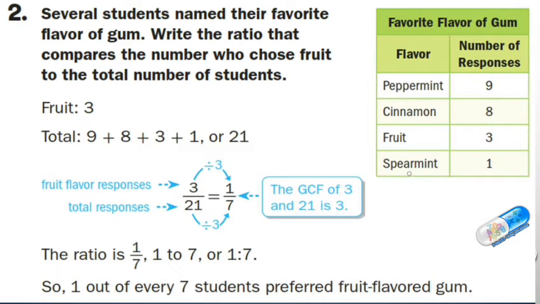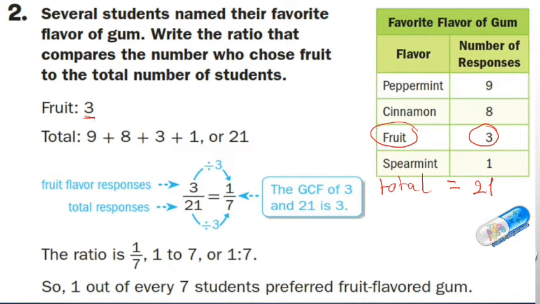To write the ratio that compares the number who chose fruit, so this is the fruit, which is 3, as you see here, to the total number of students. So to count the total number of students, we will add one row here to get the total, which is we add 9 plus 8 plus 3 plus 1. So this will be 21, as you see here.